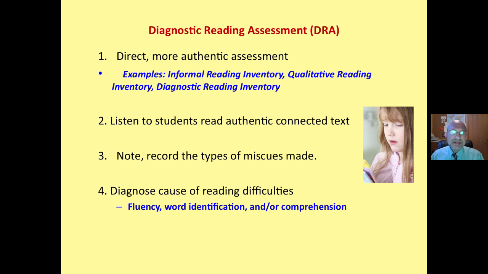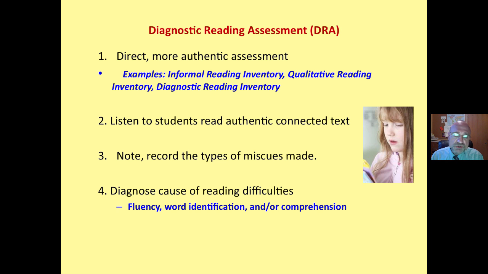help. It is based on a diagnostic reading assessment, and this is a more authentic, more direct type of assessment than a standardized test. Examples include informal reading inventory, qualitative reading inventory, or a diagnostic reading inventory. Here, you actually listen to students read authentic, connected text. As they read, you make notes and record the types of miscues they make, so you know exactly how they're processing the text and what types of mistakes they've made.